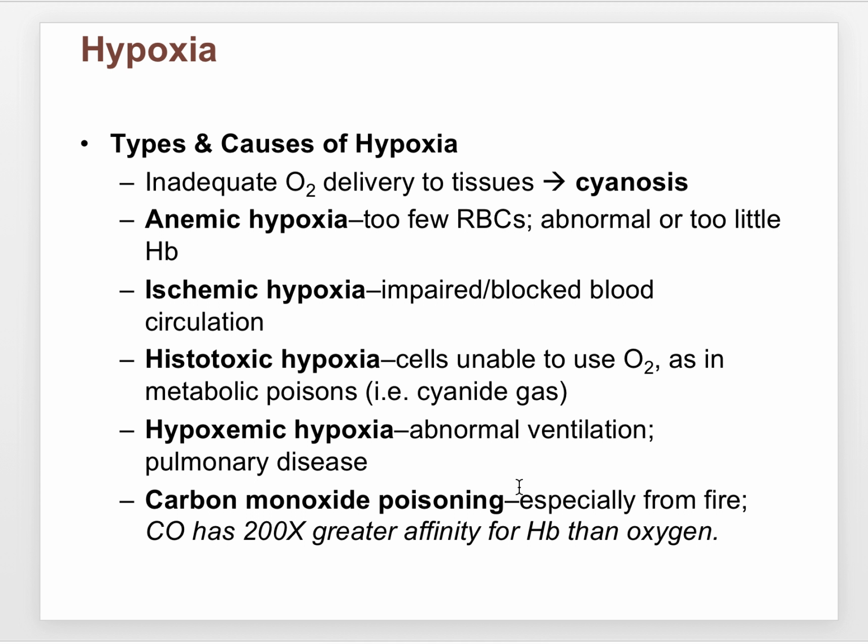Histotoxic hypoxia is when the cells are unable to use oxygen. This is in situations where there's a metabolic poison like cyanide gas. The gas is there and it interferes with the transfer of oxygen. There's hypoxemic hypoxia. This is due to abnormal ventilation, pulmonary disease, and carbon monoxide poisoning. Carbon monoxide has a greater affinity for hemoglobin than oxygen does, so carbon monoxide ties up the hemoglobin, which does not leave any room left over for the hemoglobin to pick up oxygen. So therefore, the tissues don't get oxygen, so they get hypoxic.